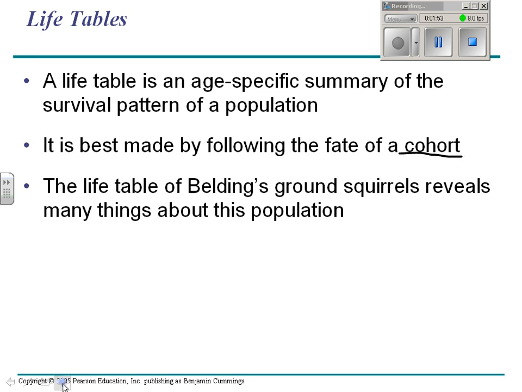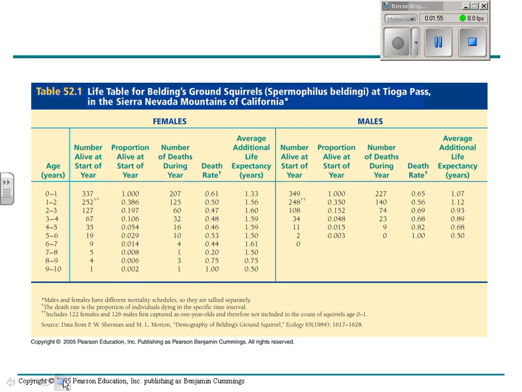A life table looks like this, where you put the number alive at the start of the year. Obviously, 337 squirrels were born this year. 207 of them died. That's a 61% death rate. The asterisk here says 252, but they captured one-year-olds. That's why you got the difference in numbers between 337 and 207 and then 252.